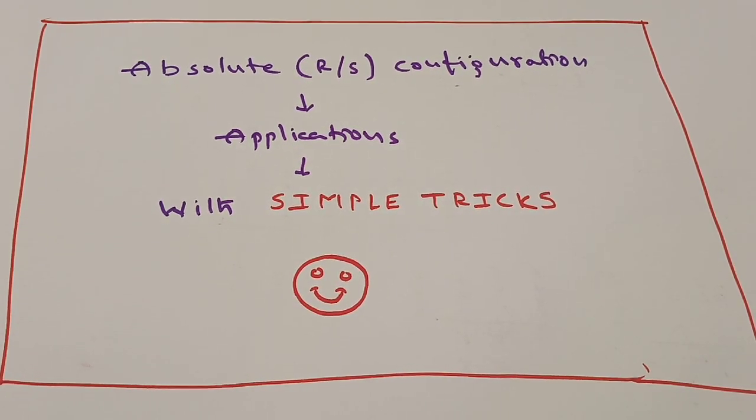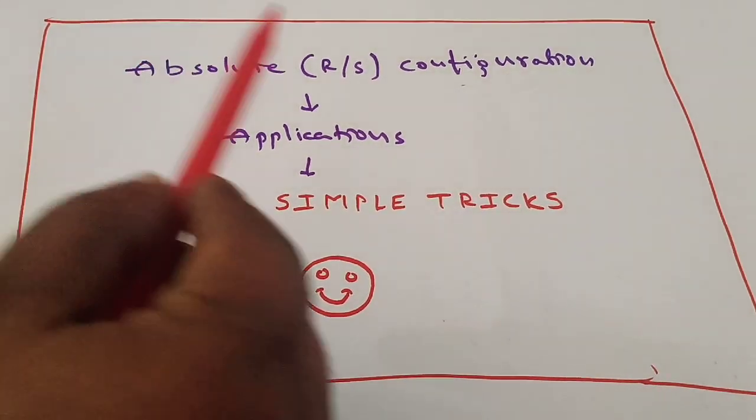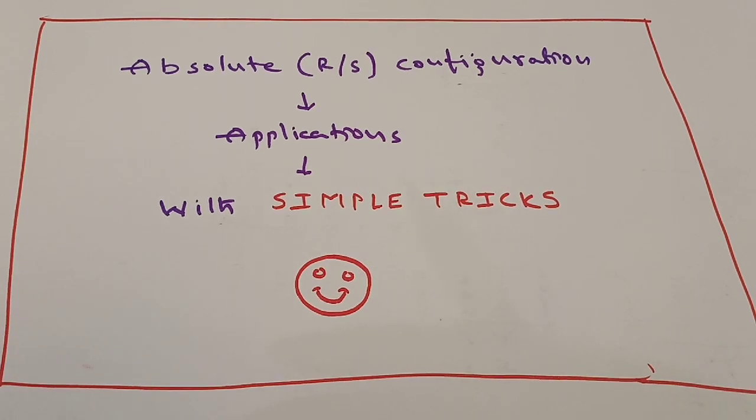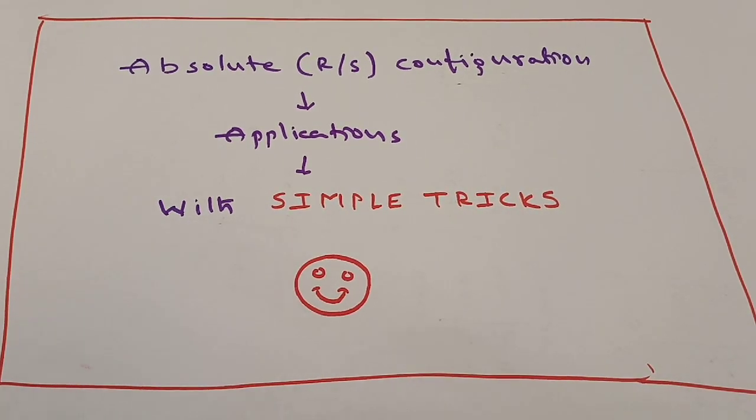Hope you're doing well, right? Okay guys, as we discussed in our last class, how to assign the absolute configuration. Absolute configuration and RS configuration are the same, so don't get confused. We discussed how to assign the absolute configuration for chiral centers based on the CIP rules and the positions of the priority groups. Today we are going to discuss the applications of that absolute configuration.